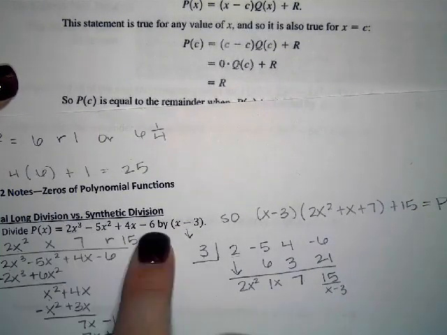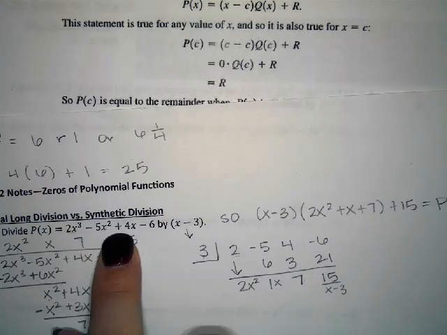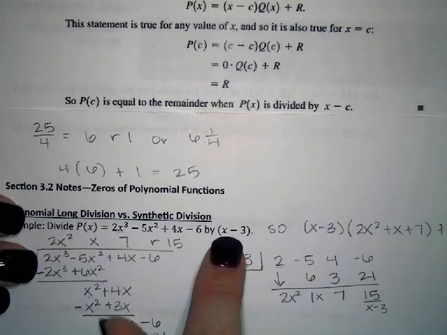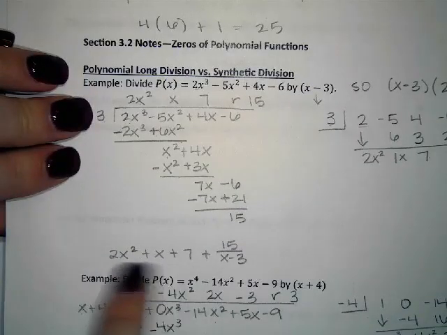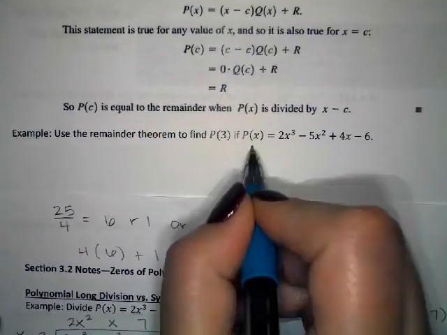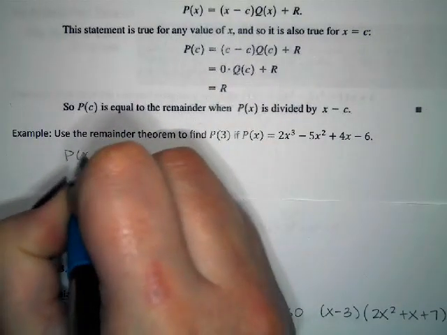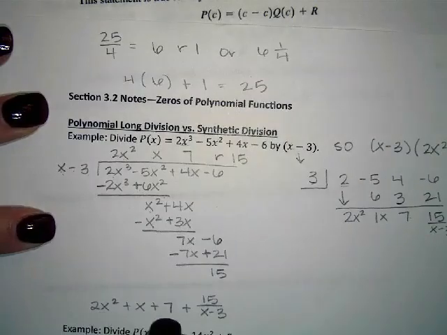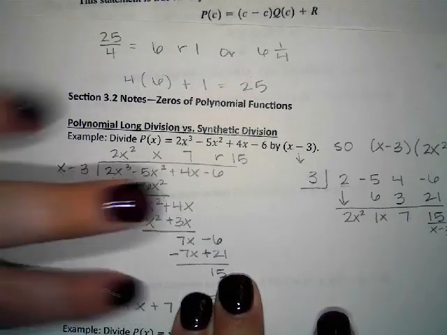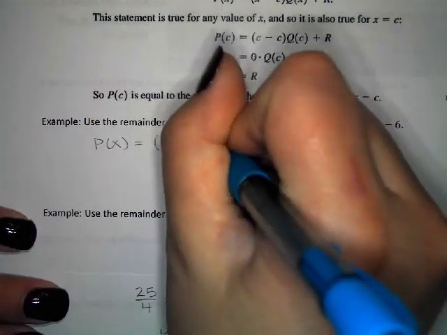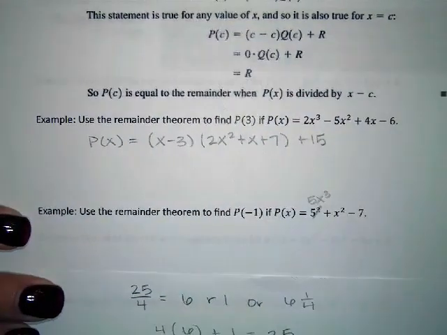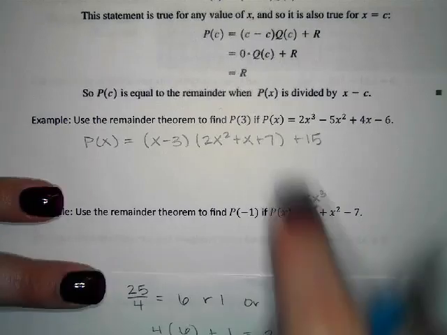So I'm just going to write out this proof statement using this specific function. If I took p of x and divided it by x minus 3, I end up getting this as a result. Okay? So I know that p of x is x minus 3 multiplied by this part right here, 2x squared plus x plus 7, and then we just have to tack that remainder on at the end. So this is kind of like saying I had 24 divided by 4 equals 6, plus 1, plus the remainder.